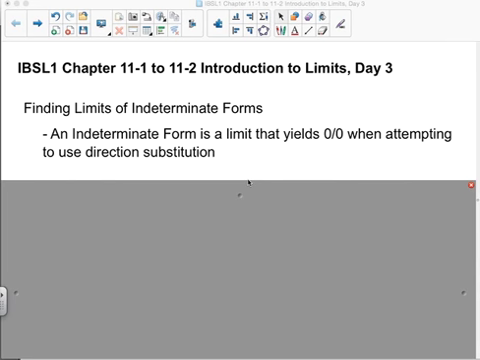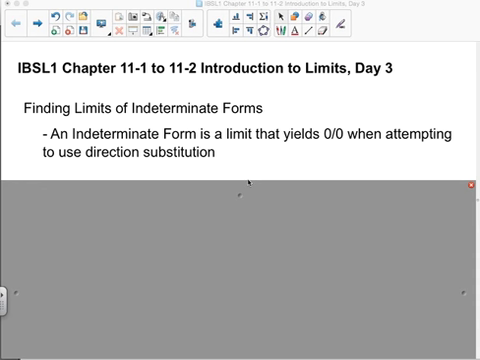Alright, welcome to today's lesson on finding limits of indeterminate forms. This is going to be just a short lesson because this is one of those concepts that's pretty simple in concept, but just takes some practice to get used to. So the lesson will be short, and then we'll give you some opportunity to practice as we go.